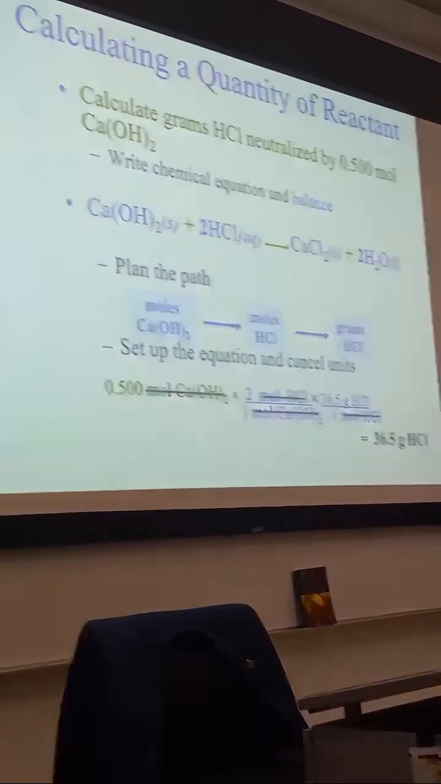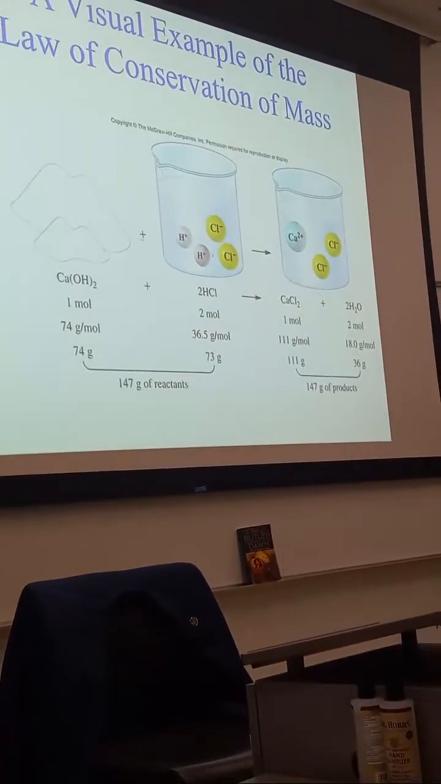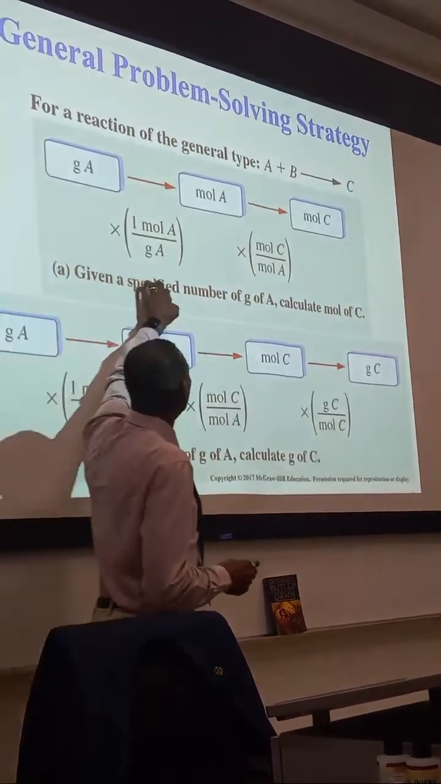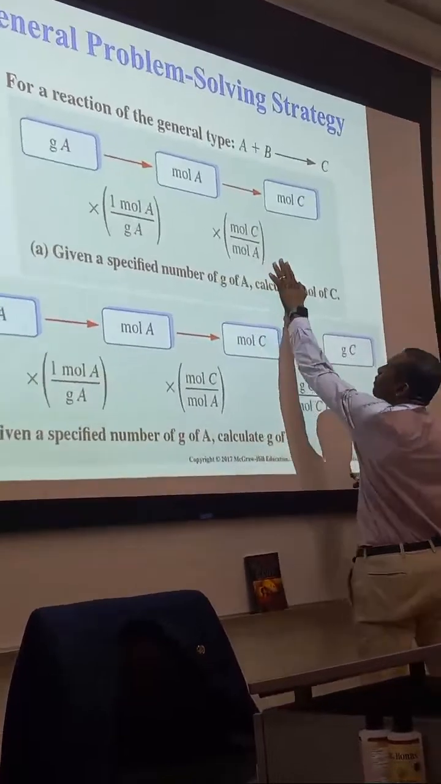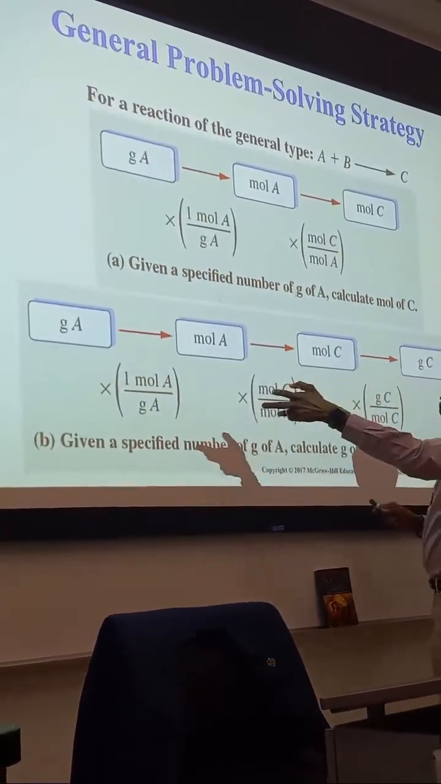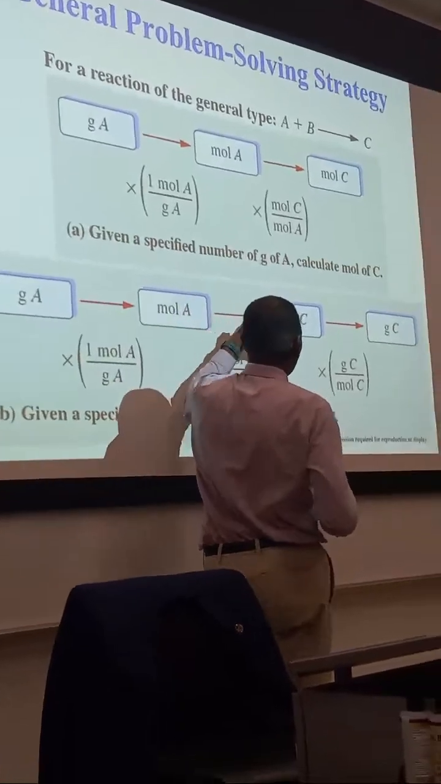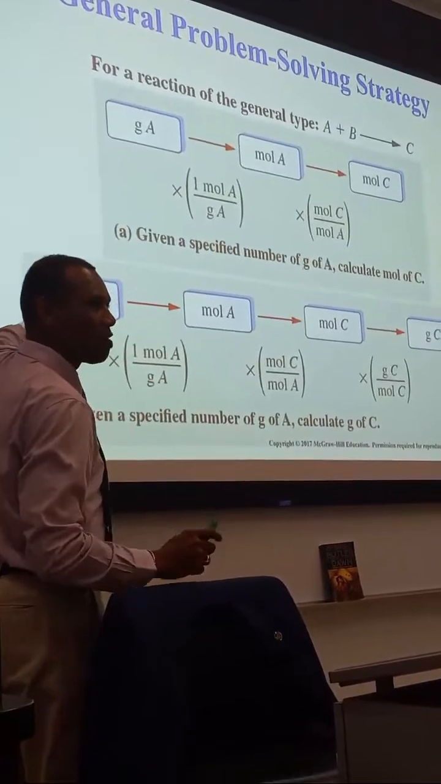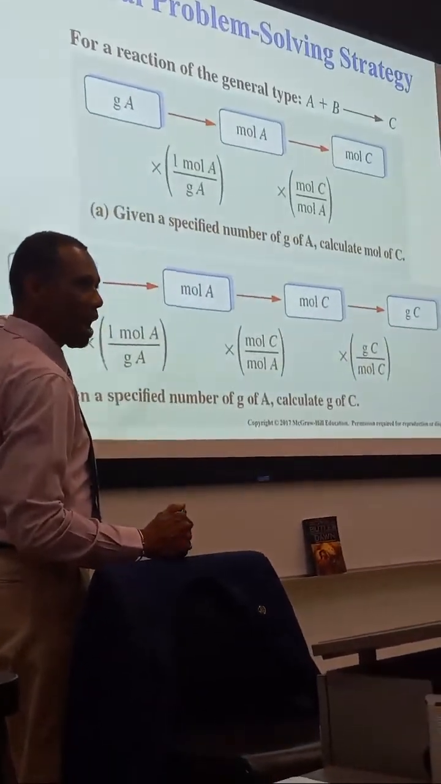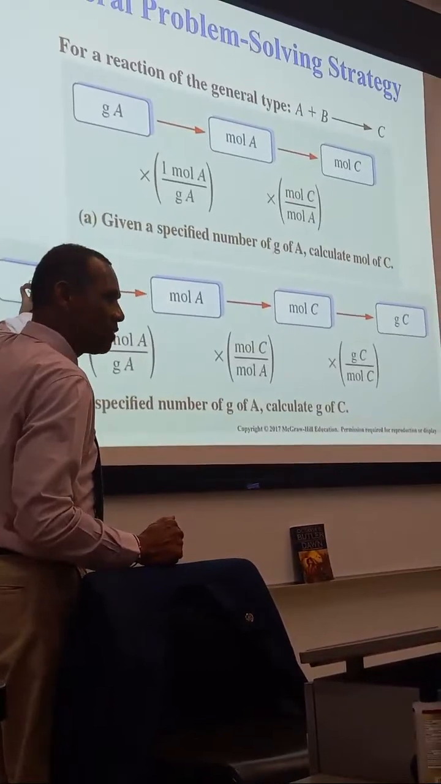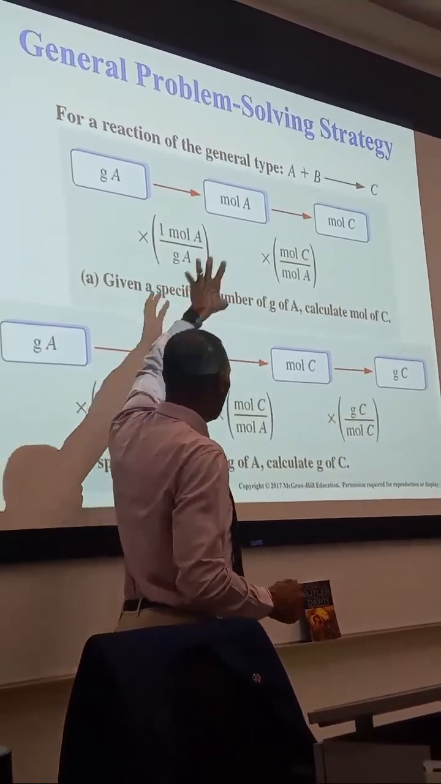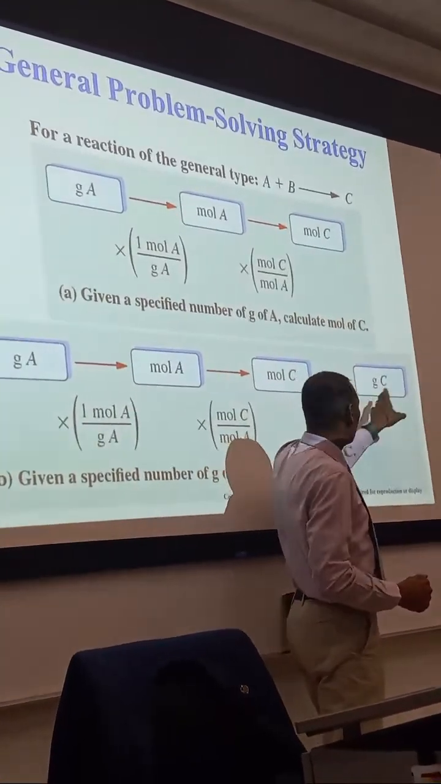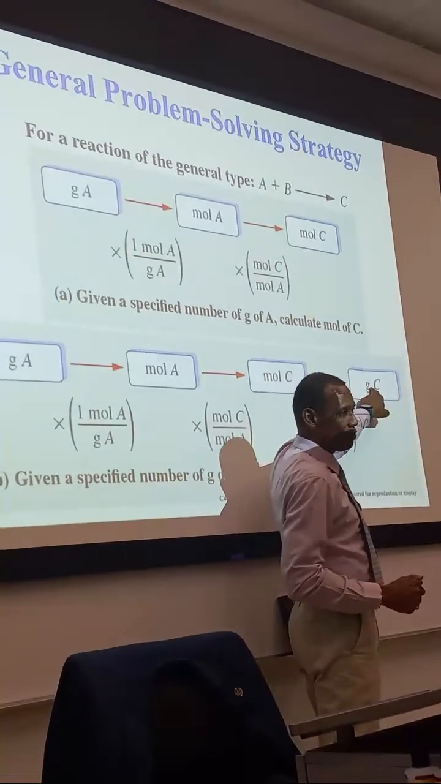Okay? And these are just like doing the same thing, right? This is just how we move from grams to moles, to moles of C, and then we can come from grams of A, moles of A, moles of C, to grams of C. This is a gram-to-gram problem. They gave me grams to start. I must change to moles, use the stoichiometric relationship, get moles of C, then use the gram formula mass or the molar mass to get to the grams of C.